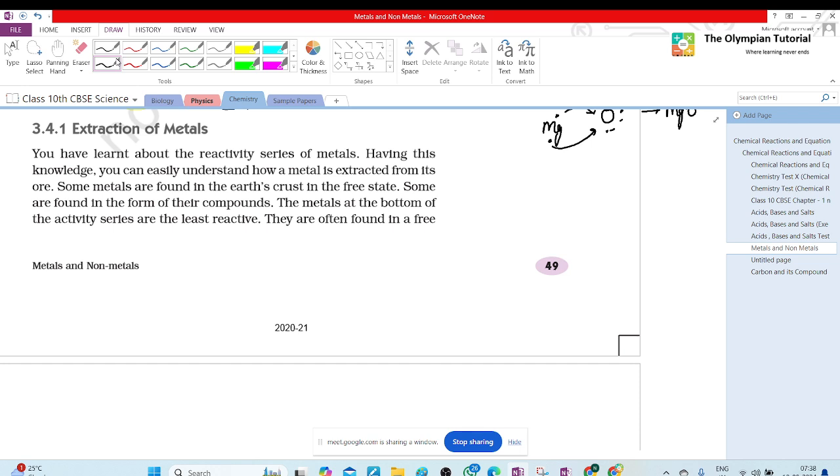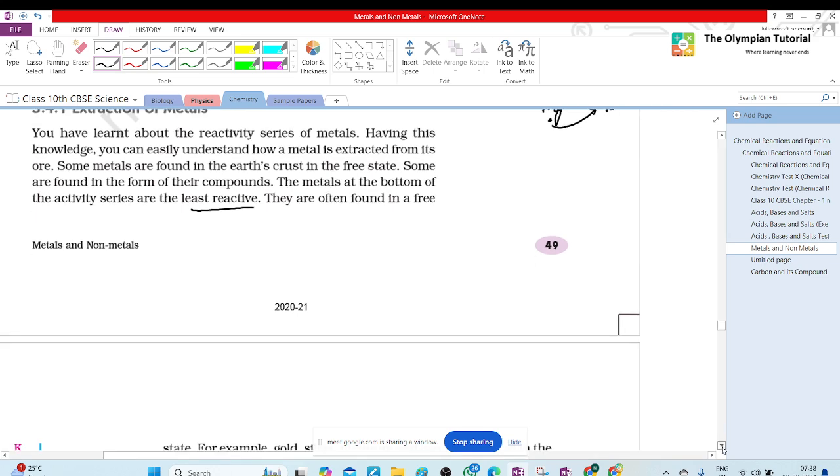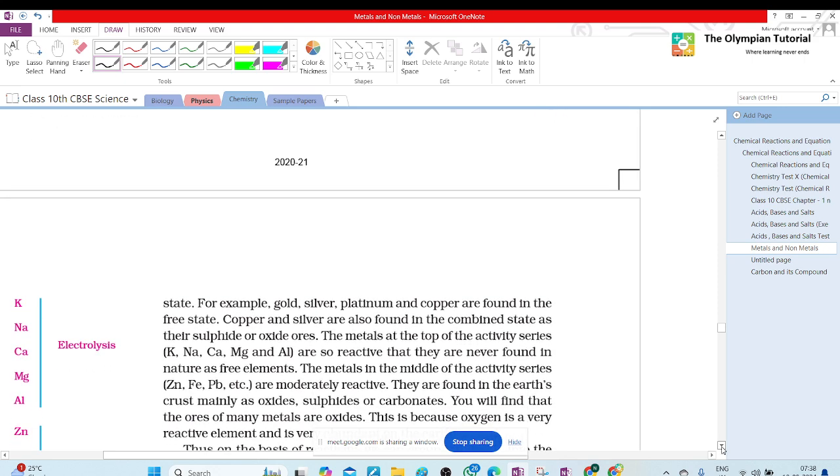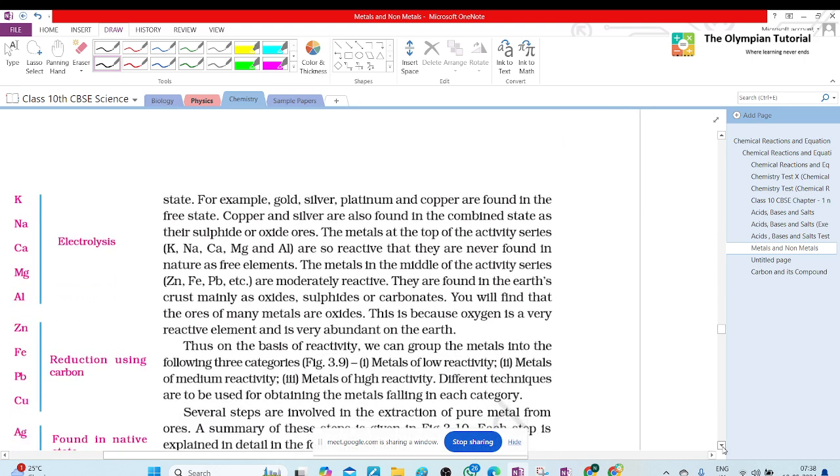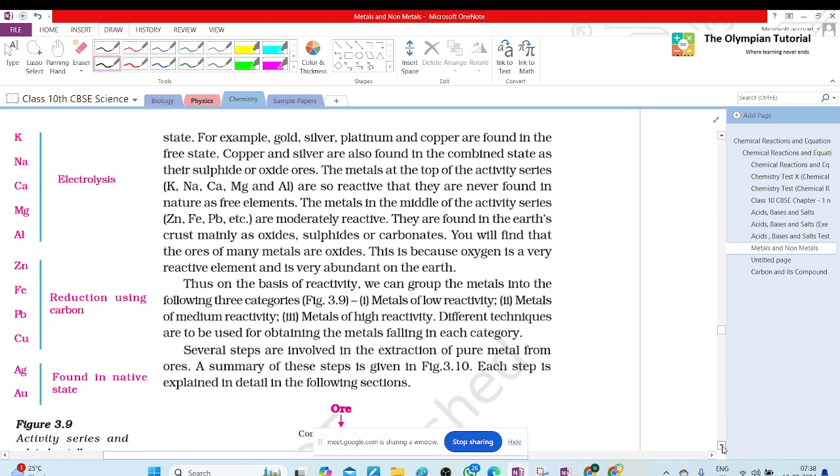The metals at the bottom of the activity series are the least reactive. They are often found in a free state. For example, gold, silver, platinum, and copper are found in the free state. Look, copper and silver here are found in native state, free state, because these are least reactive.